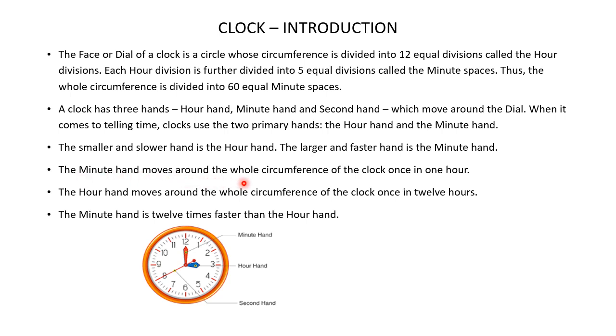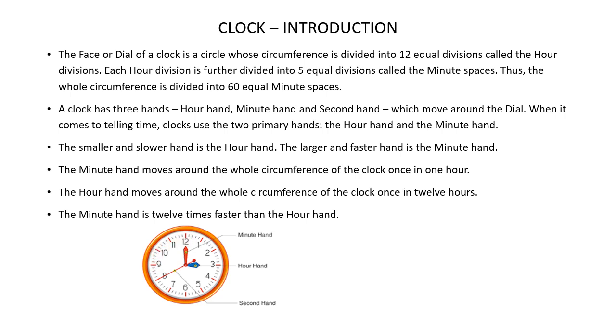The minute hand moves around the whole circumference of the clock once in 1 hour. The hour hand moves around the whole circumference of the clock once in 12 hours. The minute hand is 12 times faster than the hour hand. Now, the minute hand moves around the whole circumference of the circle once in 1 hour. So the minute hand takes 1 hour to cover the whole circumference of the clock.